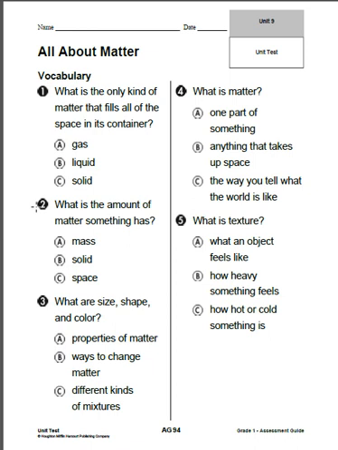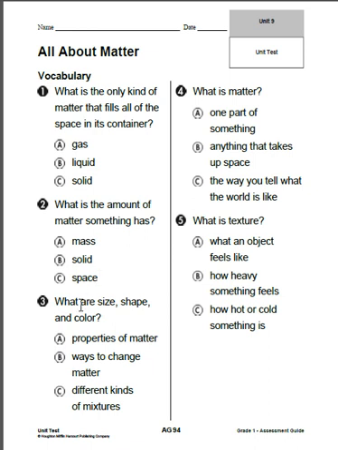Number 2 says, what is the amount of matter something has? If we talk about how much matter it has, does it have a lot or a little? Is that called A, mass, B, solid, or C, space? The amount of matter that something has, how big or small it is, is that its mass, solid, or space?